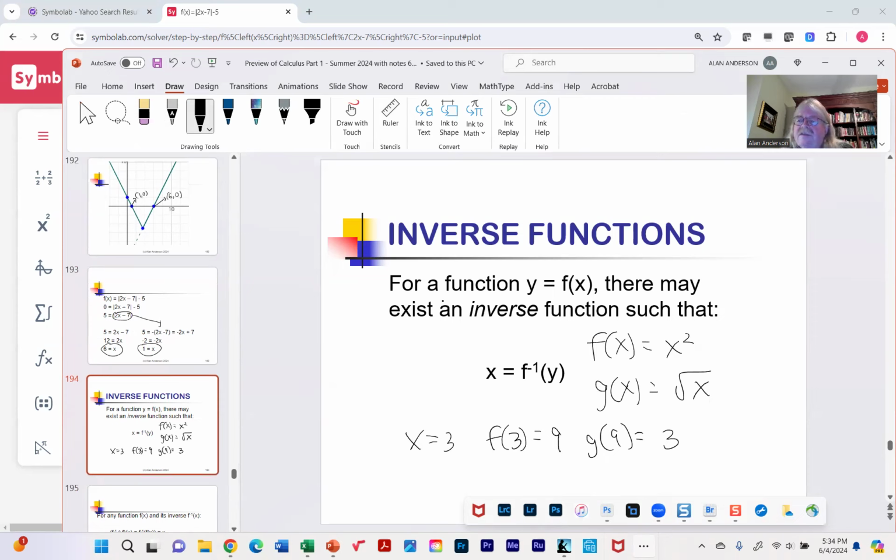Sometimes it's clear from their graphs that they're inverses, but not always. So there's a very interesting technique that will enable us to find inverse functions. Now, of course, it's not the only one. There's almost always many different ways of doing anything in math. But this one, I think you'll find it very interesting.